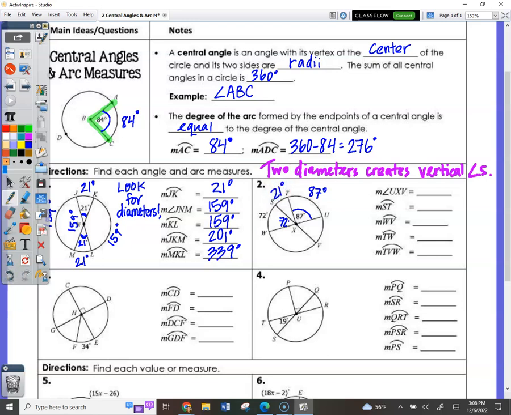Okay, if that's 21, then what's this? 21's kind of hard to write. Looks like 22i, but that was 21. Now we got to go to the other side. Do you see any vertical angles? Yeah.